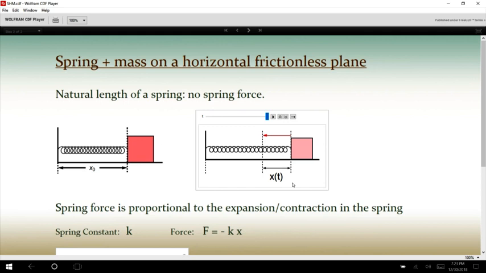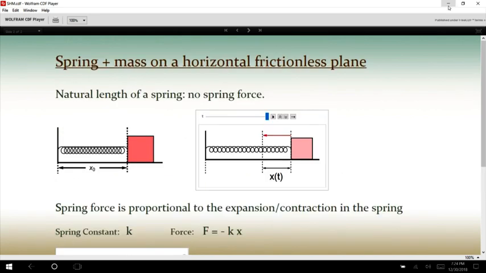So why does this happen? Well, the spring is exerting a force which is proportional to the expansion and contraction of the spring. As we learned in the Newton's second law applications chapters, this force is given by Hooke's law, that is F is equal to negative k times x, where k is the spring constant and x is the expansion or contraction in the spring.